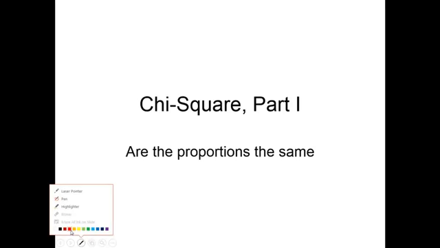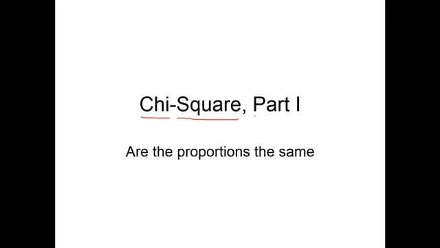Today we're going to segue off of our discussion of the sample proportion, and we're going to talk about the chi-square to test whether certain proportions are the same. This will be part one, and we will refine it further in a subsequent lecture to talk about the chi-square and testing whether data fits a particular model.